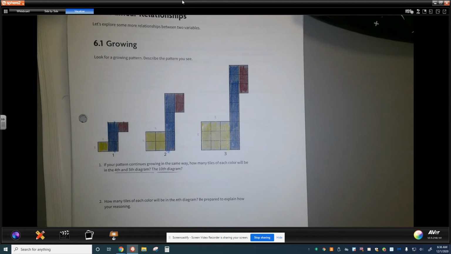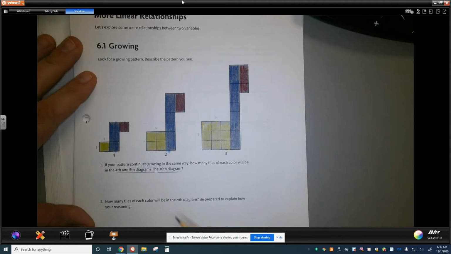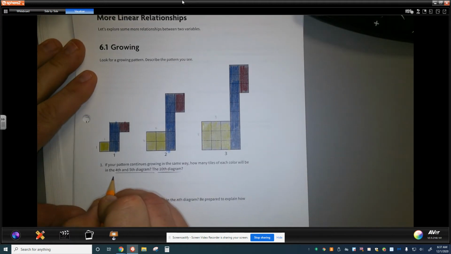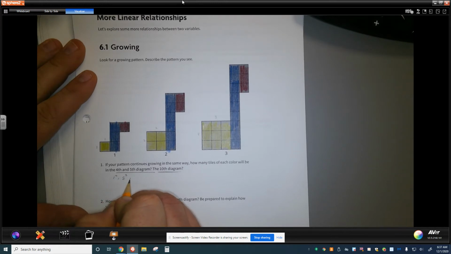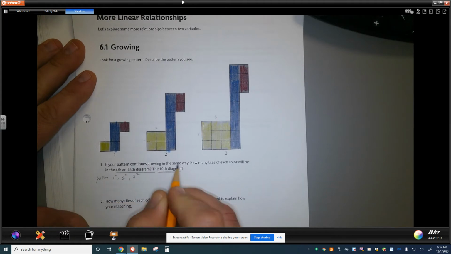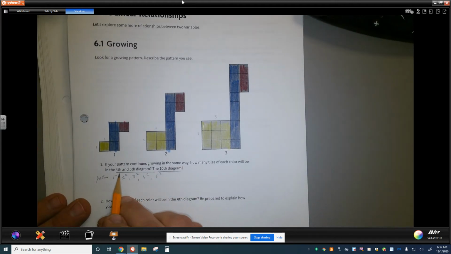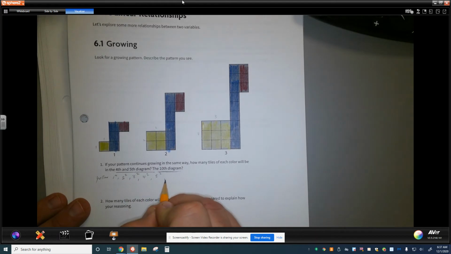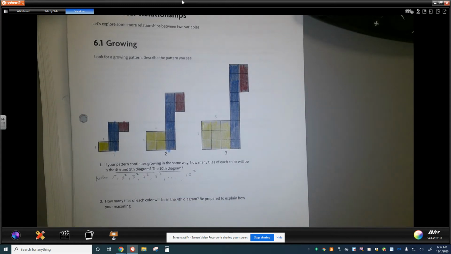What we could recognize from this one is that we have patterns of the yellow would be 1 squared, 2 squared, 3 squared. And what that could tell us is that the pattern would continue that way of 4 squared, 5 squared. And so with these diagrams, the fourth diagram would show us 4 squared, the fifth diagram would show us 5 squared, and then for the 10th diagram, we put a dot, dot, dot there, which tells us the pattern continues. The 10th diagram would be 10 squared.